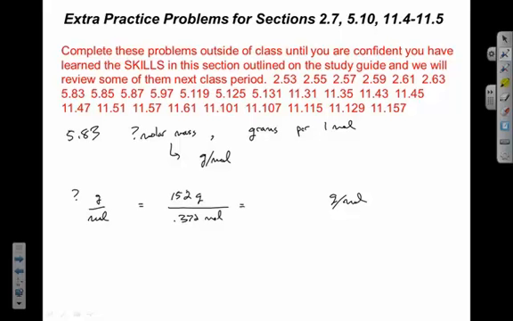Now if they gave me kilograms, I would have to convert that to grams first because I want grams per mole, not kilograms per mole. If they gave me individual atoms, I would have to convert the number of individual atoms into moles first so I could calculate the grams per mole. But in this case, it just gives it to me directly. So I would do 152 divided by 0.372, and I get 409 grams per mole.